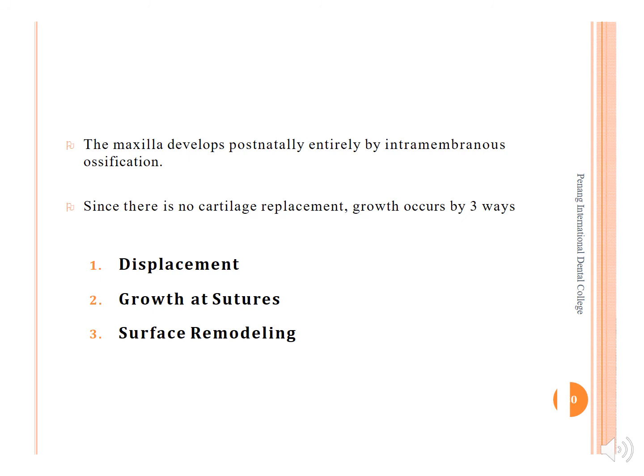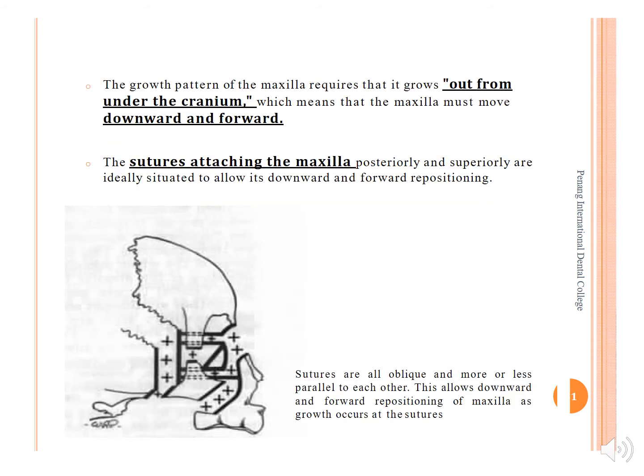The maxilla develops postnatally entirely by intramembranous ossification. Since there is no cartilage replacement, growth occurs in three ways. Firstly, the displacement. Secondly, growth at sutures. And thirdly, the surface remodeling. The growth pattern of the maxilla requires that it grows out from under the cranium, which means that the maxilla must move downward and forward. The sutures attaching the maxilla posteriorly and superiorly are ideally situated to allow its downward and forward repositioning.